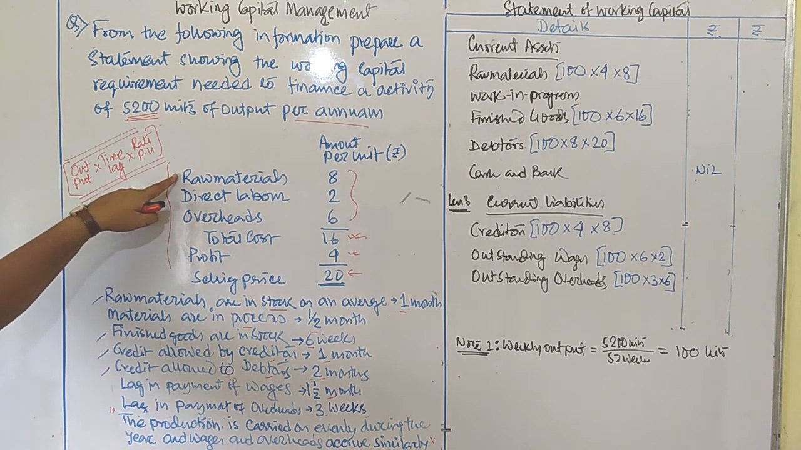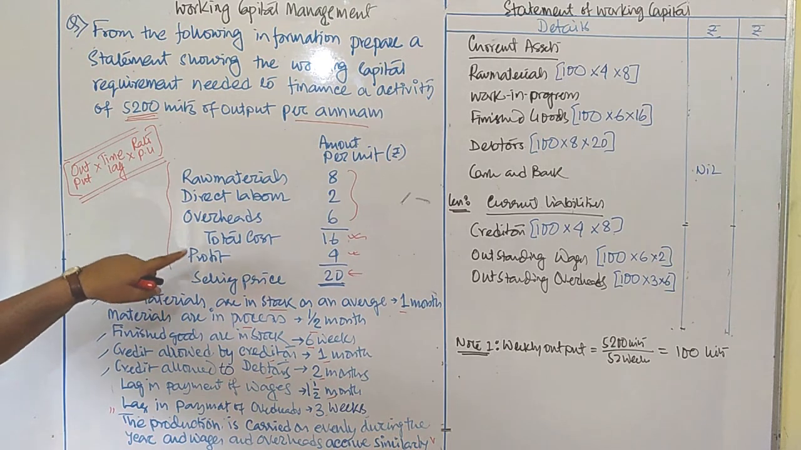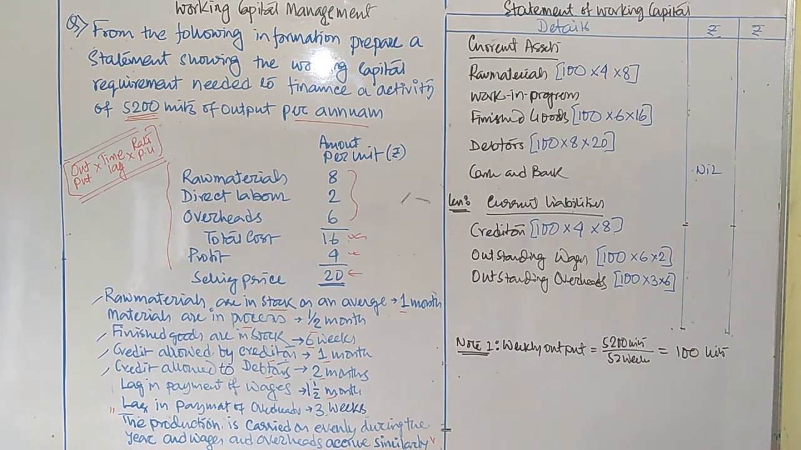For creditors, it is raw materials. For wages, it is labor cost per unit. For overheads and expenses, whatever it may be, it is overhead cost per unit. Almost we have computed each and every component. Now our job is to calculate the figure of each and every component.